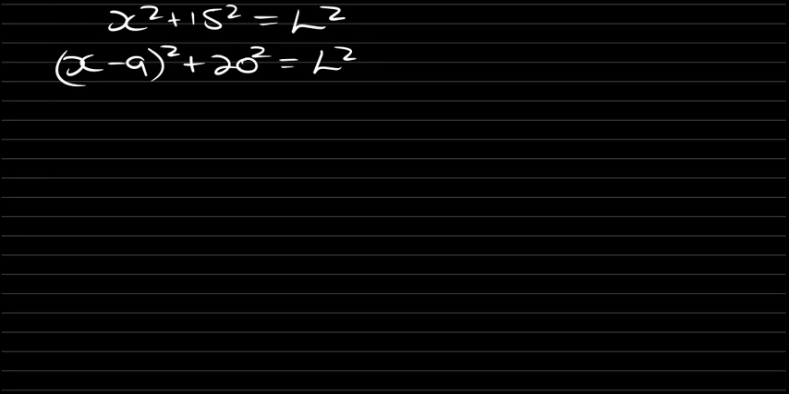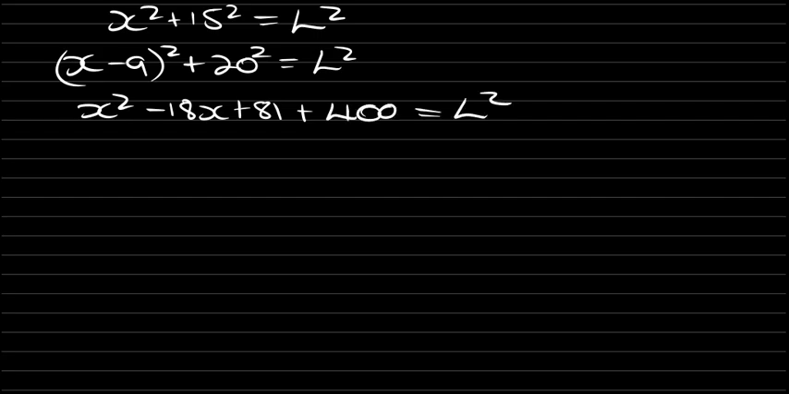I want to expand it a bit. I don't like what this part looks like, so I'm going to change it. What we're going to do is say x squared minus 18x plus 81 plus this is 400 equals L squared.